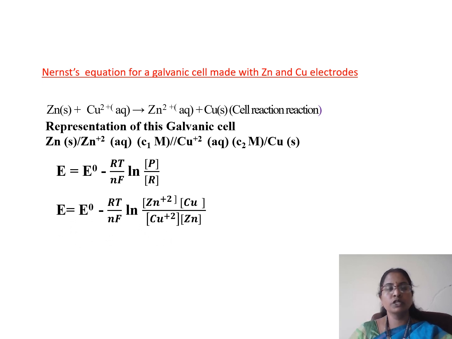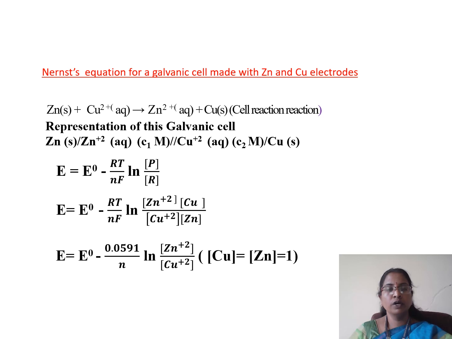So E equals E0 minus RT by NF into ln of products, Zn2 plus concentration into Cu concentration, divided by Zn concentration into Cu2 plus concentration. But the concentration of Cu equals the concentration of Zn equals 1. The remaining equation is E equals E0 minus 0.0591 by N into ln of Zn2 plus by Cu2 plus. This is the final Nernst equation for the galvanic cell constructed using zinc and copper electrodes. Thank you.